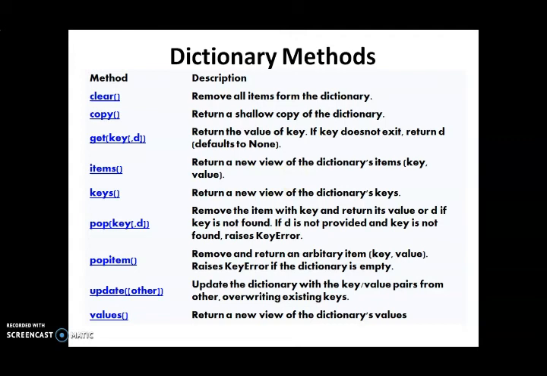Copy, it will return a shallow copy of the dictionary. Get(key[, d]), it represents if that particular key does not exist, it will not return any value. Items, it will display all the items in the dictionary. Keys, it will return a new view of the dictionary keys. Pop, we have already seen, the key that we have given will be popped. Next one is popitem, that also we have seen. The first key-value pair will be removed or deleted. Update is for changing a value, and values returns a new view of the dictionary values. So these are all the methods that we have seen in the previous slides.